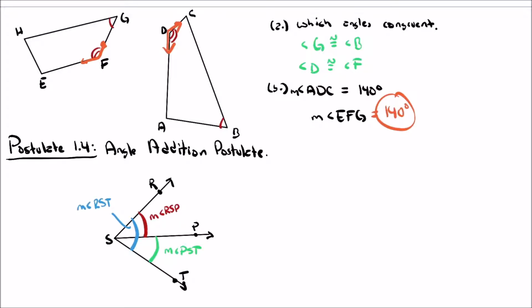And so the measurement of angle RSP, the red bit, plus the measurement of PST, the green bit, is going to be equal to the measurement of RST, the blue bit. So you can add angle measurements together. And so now let's apply this in a more algebraic sense.